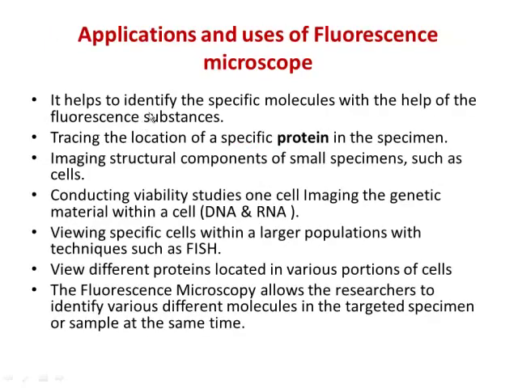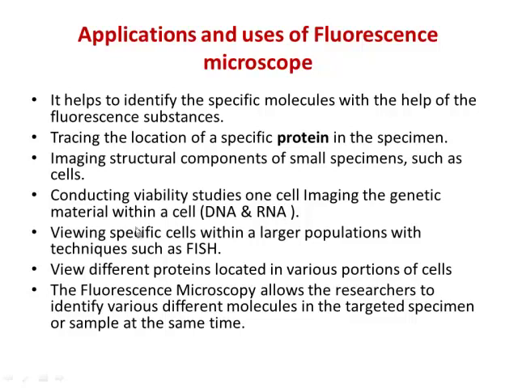It also helps to identify specific molecules with the help of the fluorescent substances. It helps to trace the location of specific proteins in the specimen or in the cell. It helps to get the image of the structural components of a small specimen, for example, the cells. It can also help to locate the DNA and RNA within the cells, which are the genetic material.